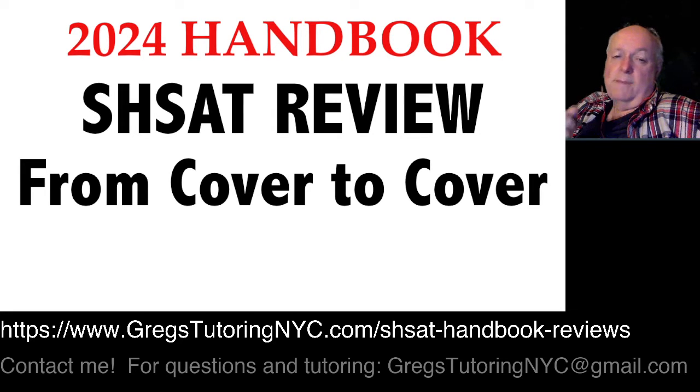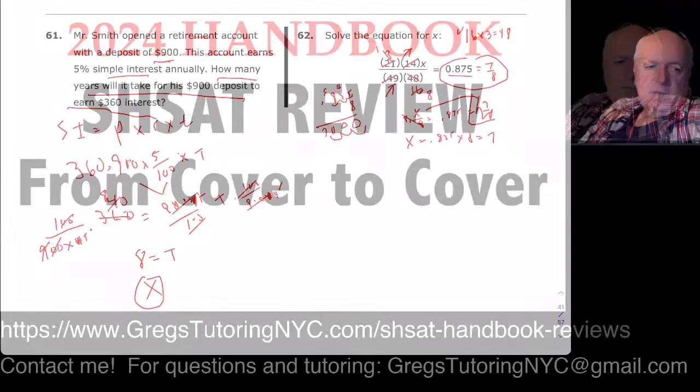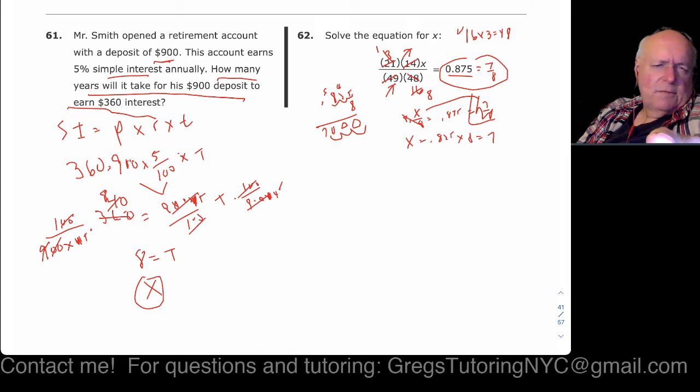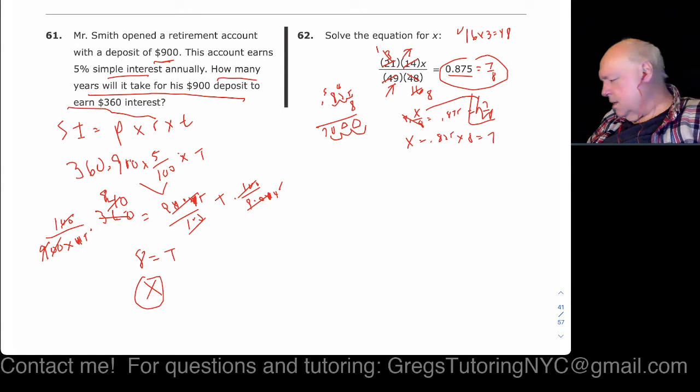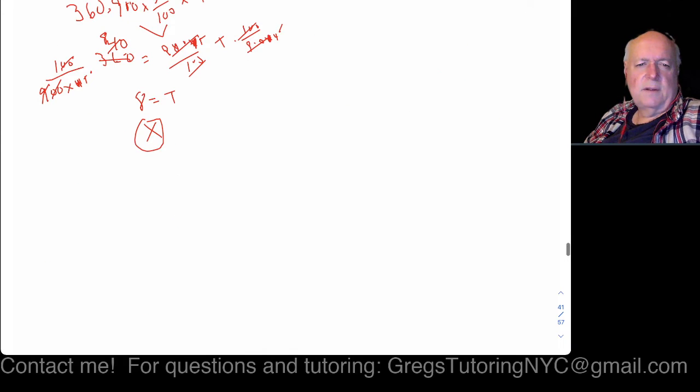So we're going to now do the Form B Solve for X questions from the 2024 handbook. We have the same concern from last time, which is that the first Solve for X question is number 62, and that's a grid-in. So I already solved that in the grid-in section. The next question is going to be 65.